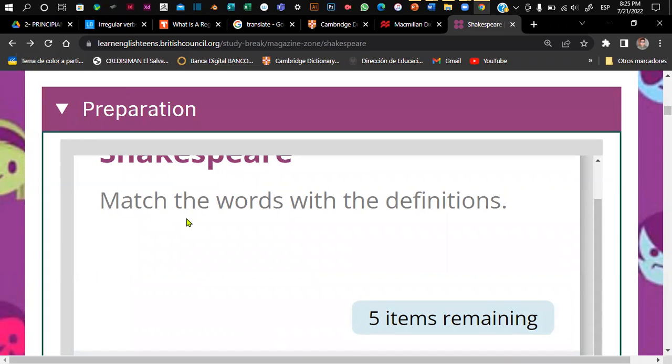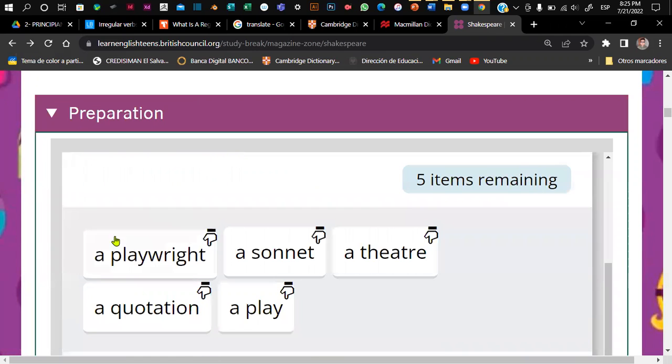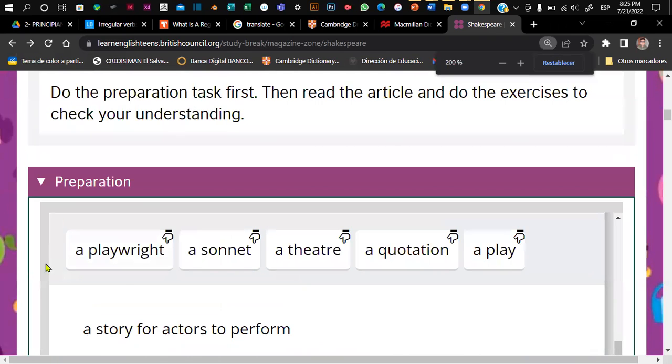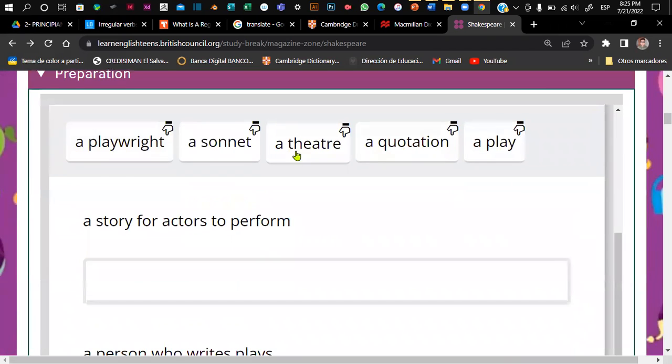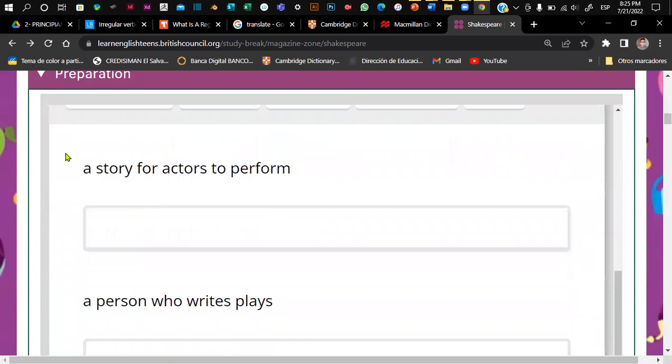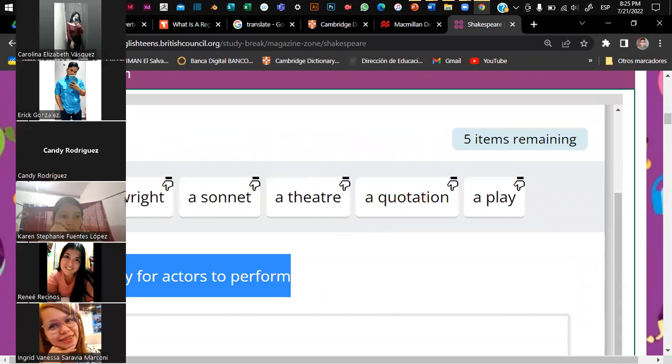Match the words with the definition. Okay, match the words with the definitions. In the past, we have done this type of exercises. Okay, it's pretty simple. There are the words, okay? If you can see the words, and then those are the definitions. Okay, let's begin with the first one.